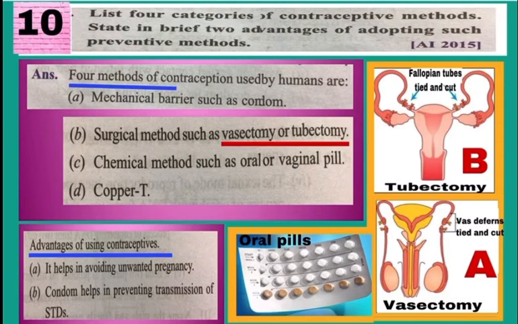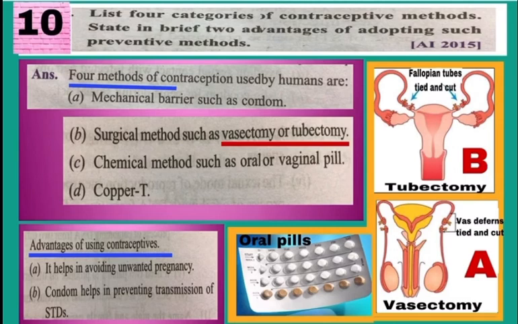C. Chemical methods such as oral pills or vaginal pills. Saheli is one of the very common oral pills used as a contraceptive. 4th method of contraception is copper T. It is an intrauterine device. So, these are the 4 categories of contraceptive methods.